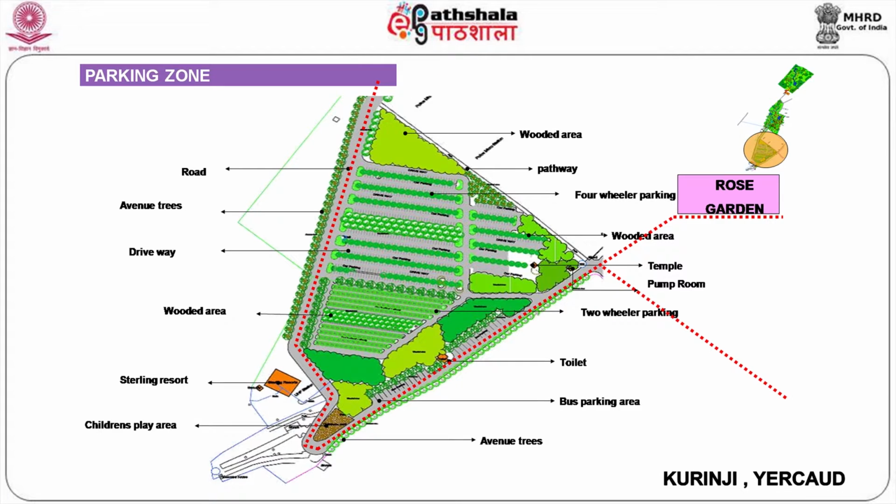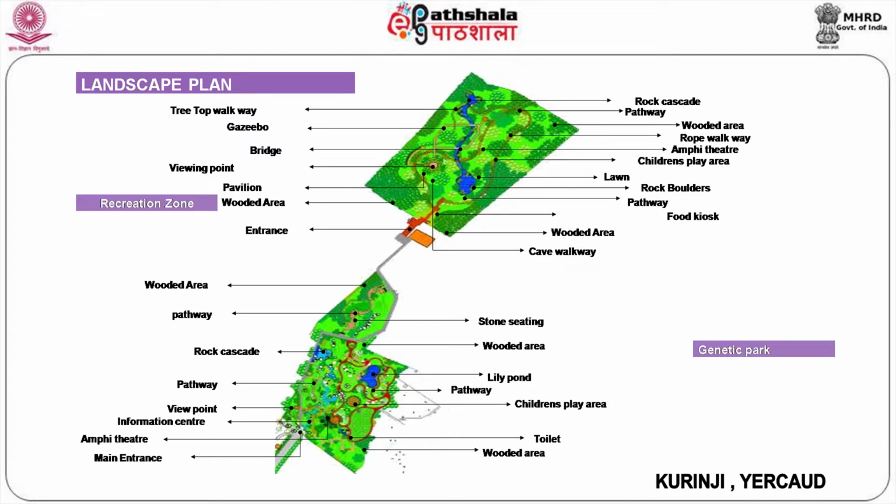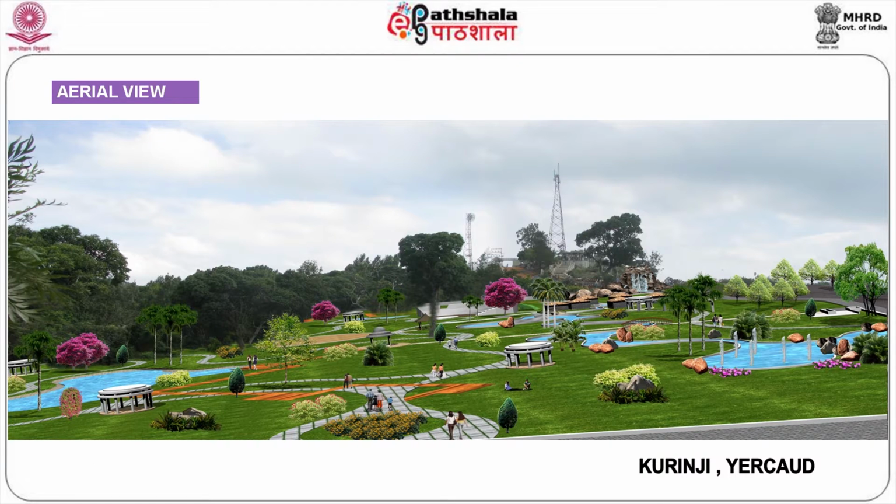Then people go to the rose garden, which is the olden area, and you have different classifications of this particular garden. Then we come to the genetic park area, then we come to the recreation zone, then the genetic park area. So once it is finished, it looks like that. Now it is finished and you can see the same thing happened in the site.